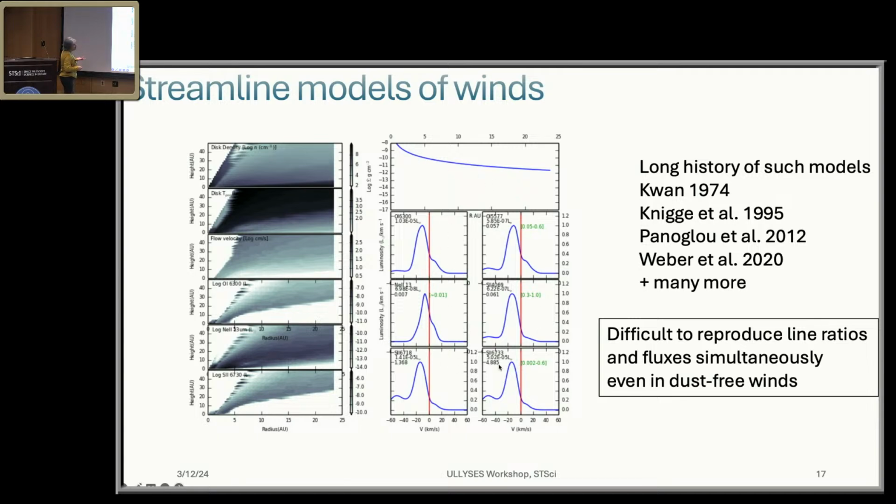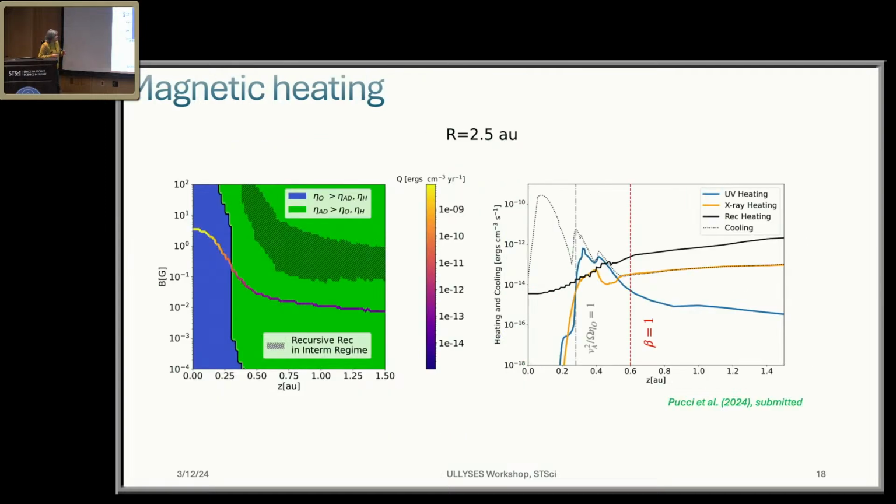And there are many people who have done these sort of things. But the bottom line is that if you're trying to explain both the 5577 line, which requires higher excitation, it's just overall pretty difficult to reproduce all of these lines simultaneously. So then what we're trying to do is, this is work in progress, but basically we're trying to see what additional forms of heating there can be.